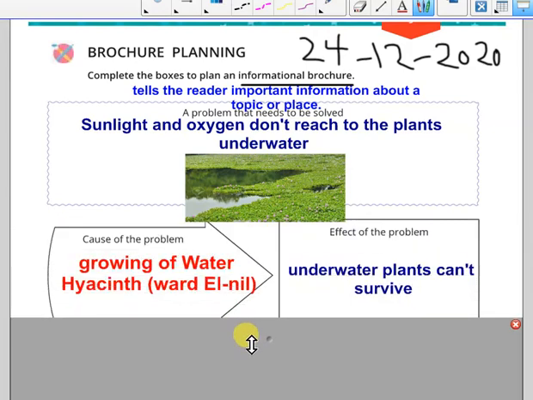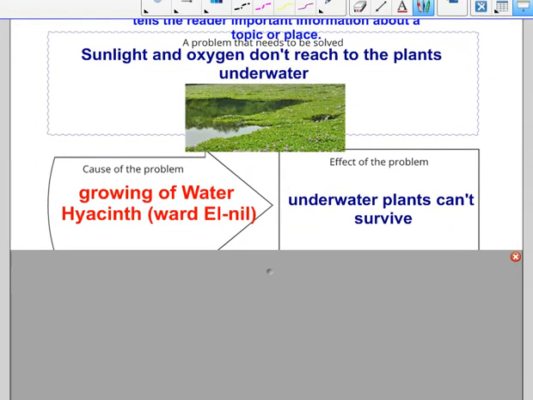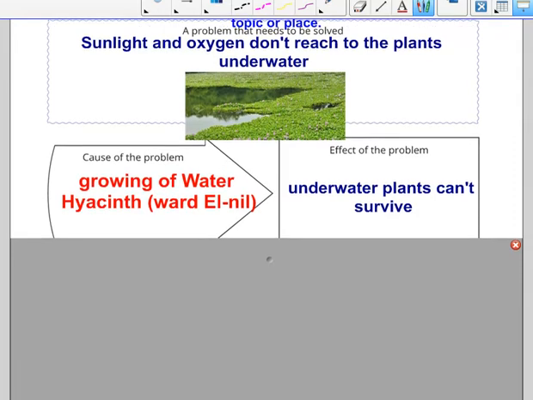Before we solve it, we need to know the causes of this problem. The cause of this problem is the growing of water hyacinths. This is a cause, right? The problem is sunlight and oxygen don't reach the plants, but the cause of it is the growing of water hyacinths. The effect of this problem: underwater plants can't survive, because the sunlight and oxygen don't reach them. So we want to solve it.